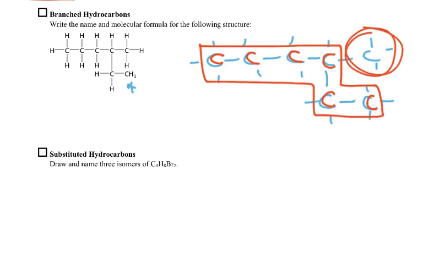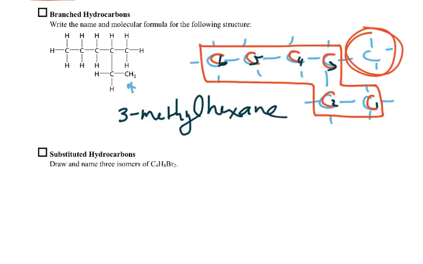So the answer for this, I have to number my carbons, and since the methyl is closer to this end, I'm going to call that carbon 1, carbon 2, carbon 3, 4, 5, and 6. So the name of this would be 3-methylhexane. All single bonds, there's 6 carbons. It's got a single carbon hanging off of carbon 3, 3-methylhexane.